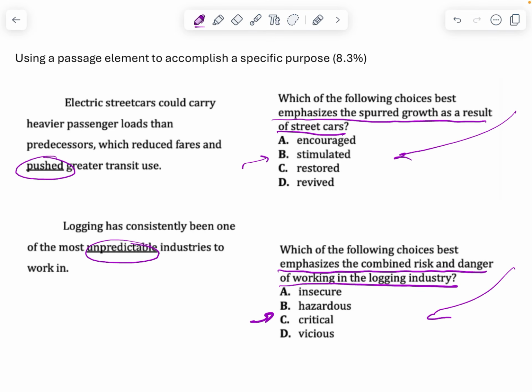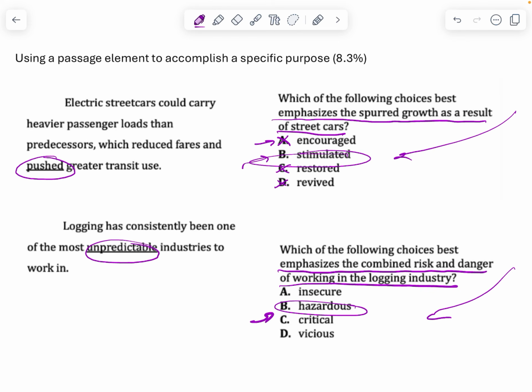In the case of the first question, you're going to go with stimulated, and the second one hazardous, because a lot of the other words they're either repetitive, saying the same thing as the other answer options, or they just don't fit, right? Like, for example, encourage. I wouldn't say that streetcars encourage greater transit use. They stimulate it is a better way, because encourage is kind of a human trait.